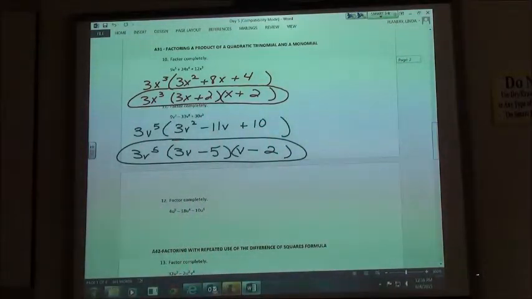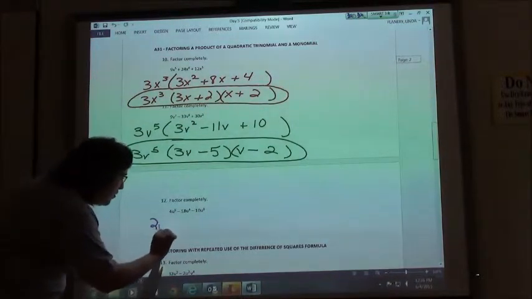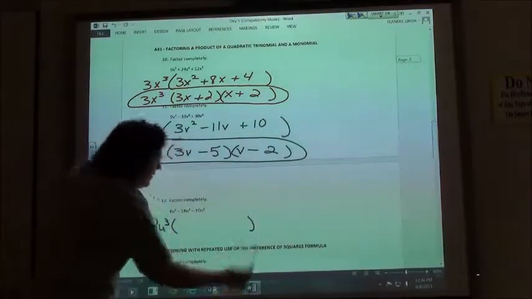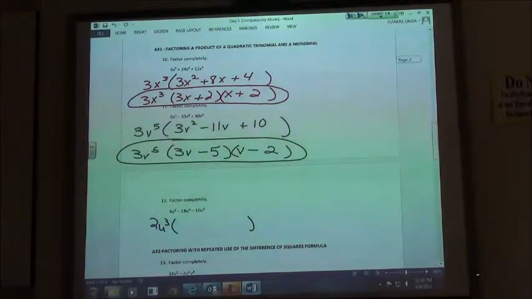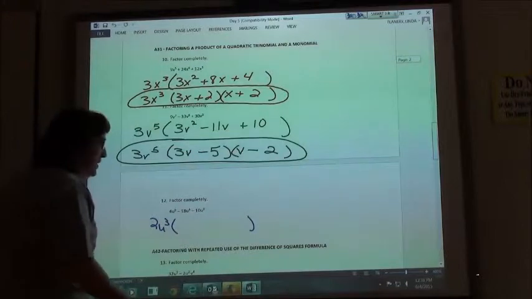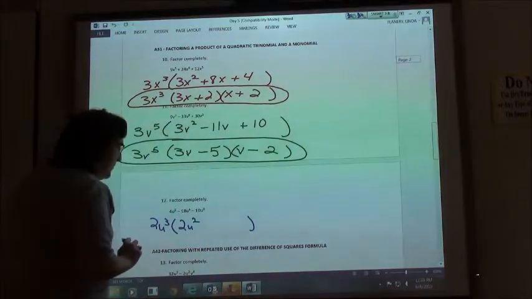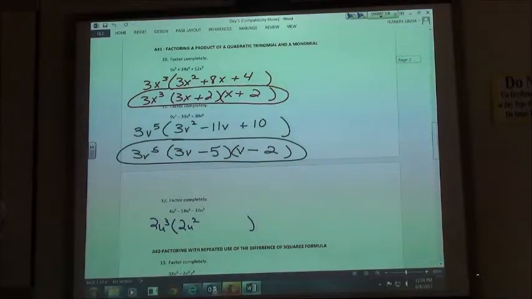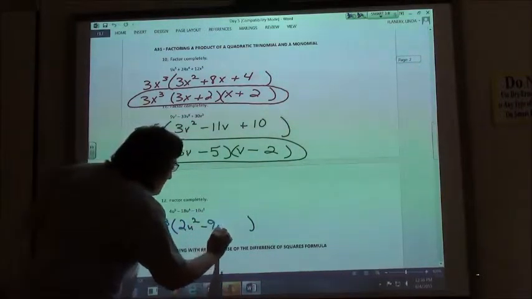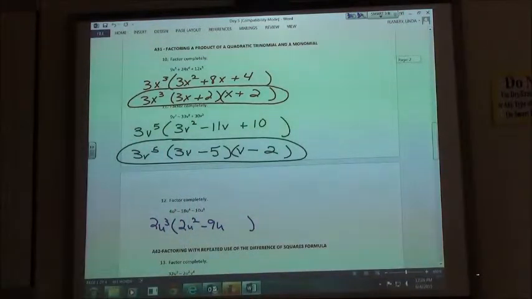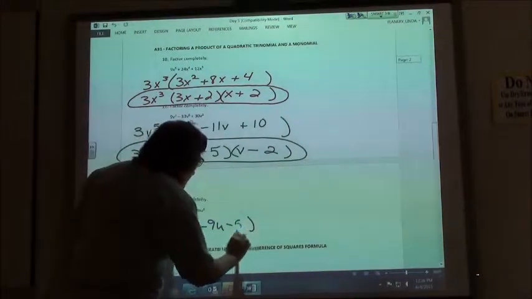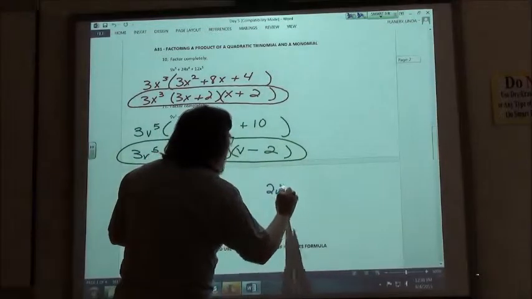And so number 12, factor completely. Taking out my greatest common factor first, which would be 2u to the 3rd power, 2u cubed. If I divide that out, I'm going to be left with 2u squared minus 9u minus 5. I didn't leave myself enough room to write, so I'll write over here.